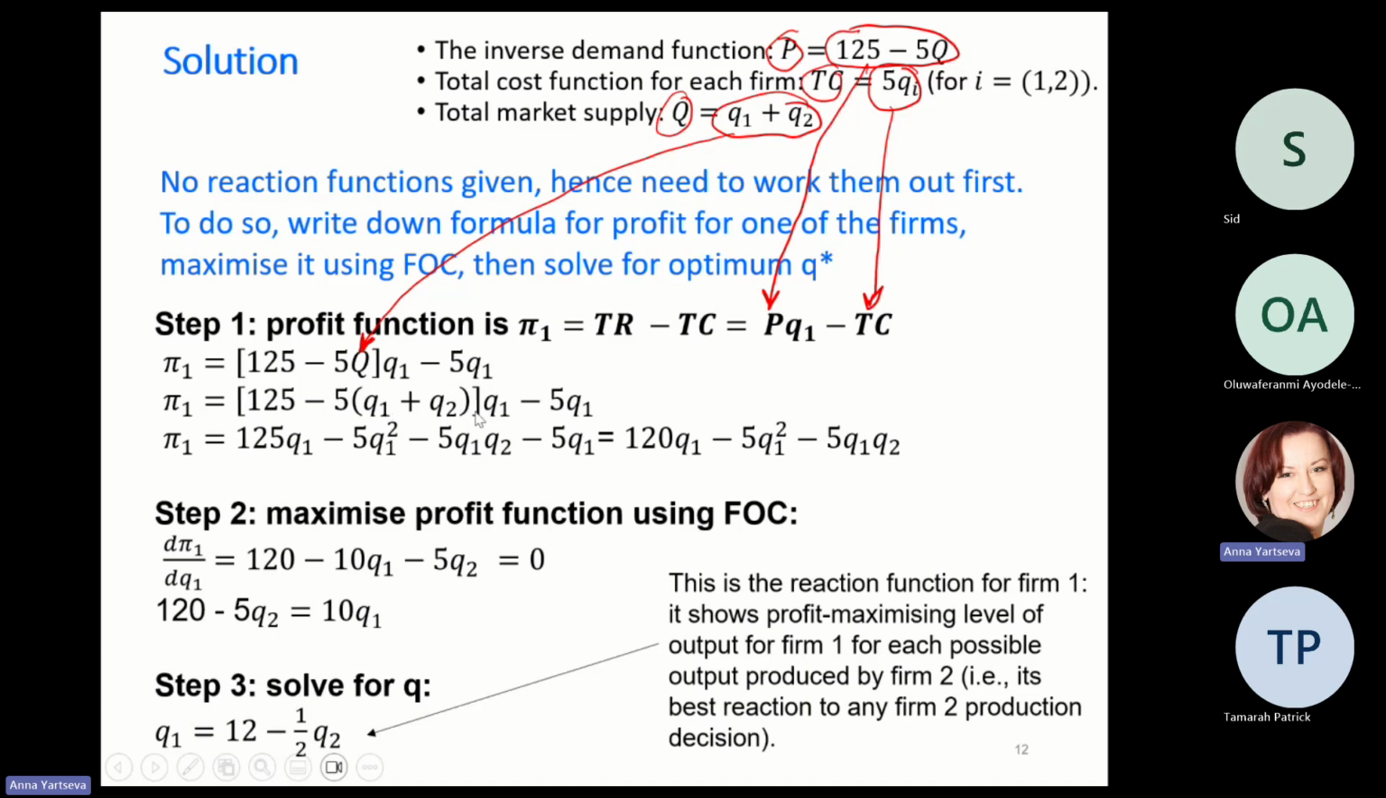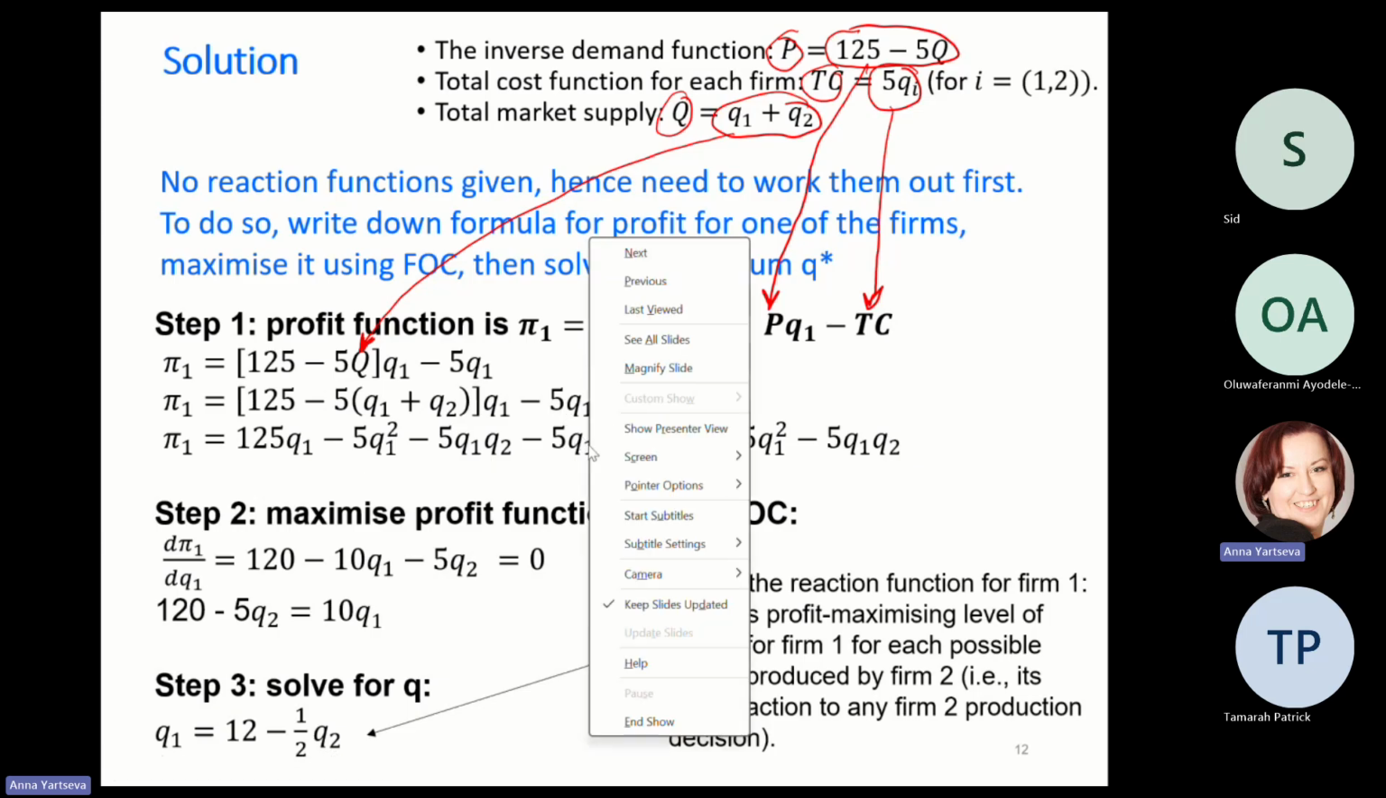Next, we open all of these brackets straight away. Minus 5Q1 times Q1 will become 5Q1 squared. Okay? Next, 5 times Q2 times Q1, and we have a minus here. So minus 5 Q1 and Q2. This is what we've got. And we still have this term, minus 5 Q1. Okay? We've just opened the brackets.